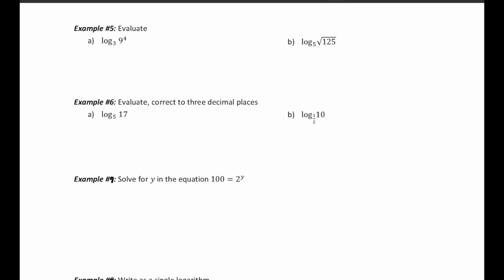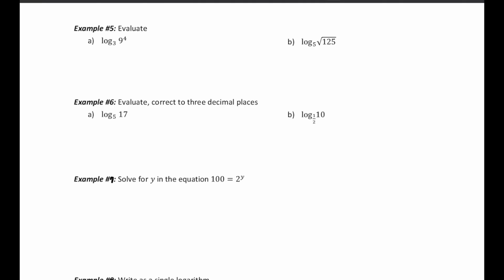Okay, so now let's try some more questions. So here we have example number 5, number 6, and number 7. For example number 5, I suggest that you do it by hand. Number 6 and 7, you can use a calculator, but you have to leave your answers to 3 decimal places. Okay, so at this point, please pause the video and try the questions yourself and listen to my solutions. Okay. A few moments later.